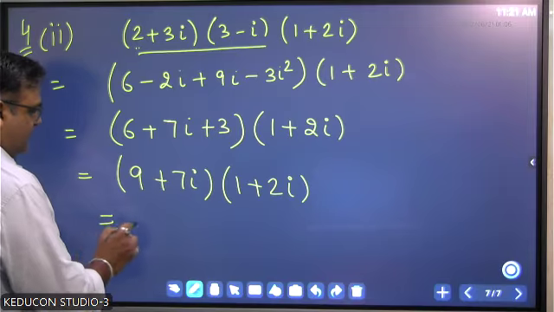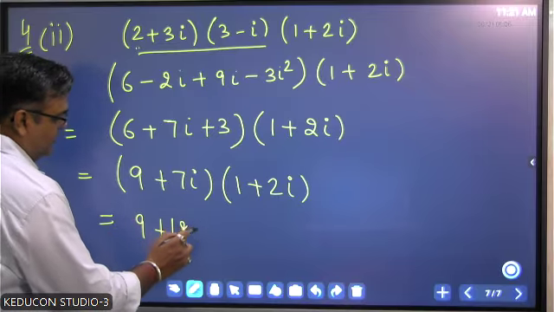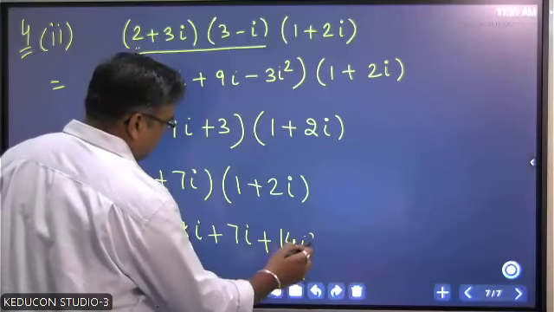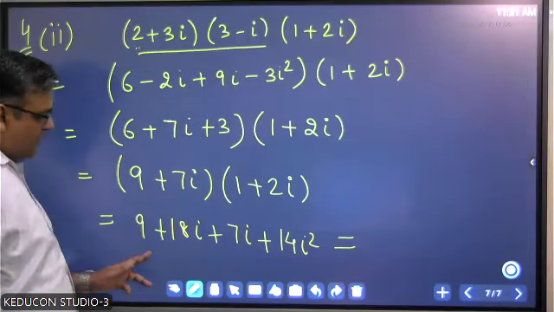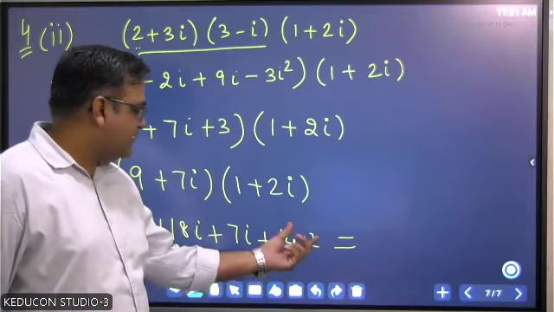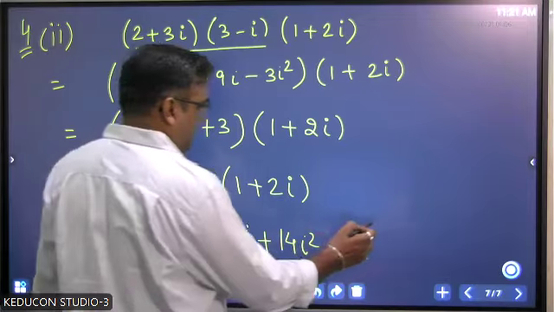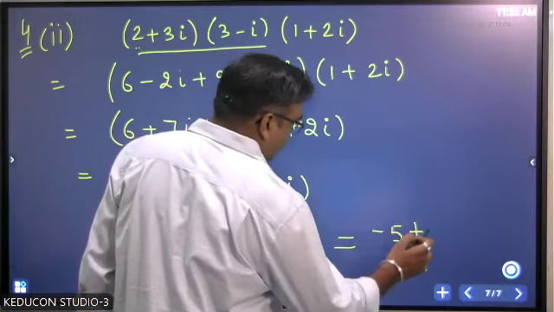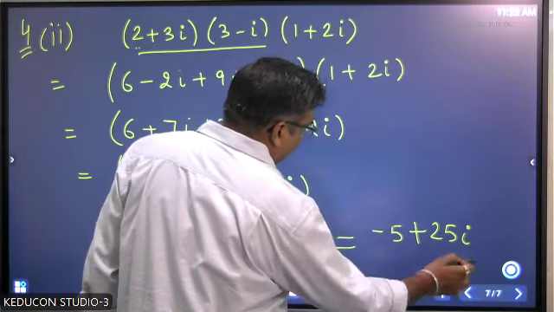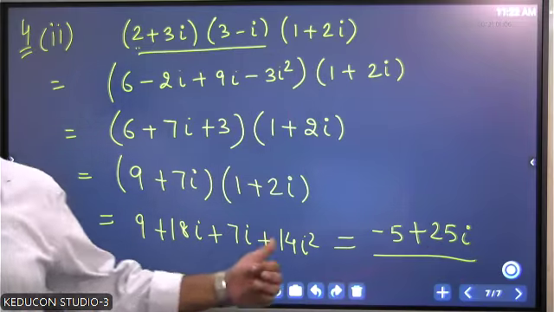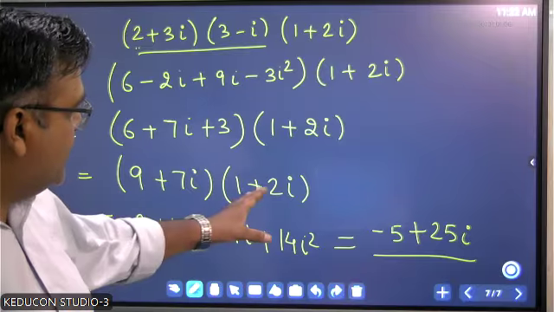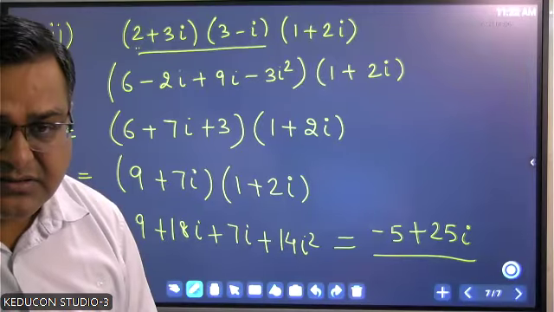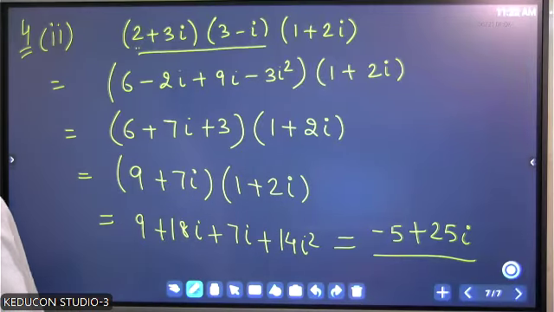So 9 ones are 9 plus 18 iota plus 7 iota plus 14 iota square. Iota square will be minus 1. So 9 minus 14 will be minus 5, plus 18 plus 7 that will be 25 iota. So this will be the a plus iota b form, right? So a is minus 5 and b is 25. Is this clear, students? Children, did this become clear?